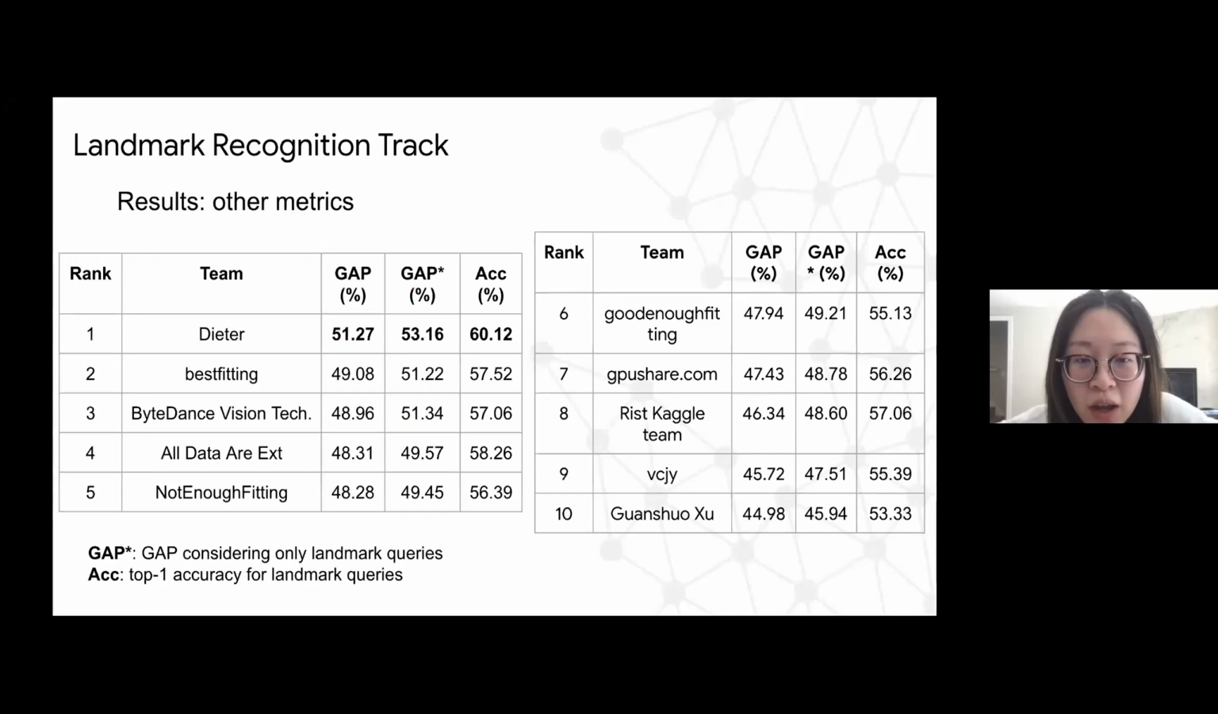And then we also have another metric, which is accuracy here, which means the top one accuracy for the landmark queries. So from this table, we can see all these numbers are quite consistent across all the metrics. And our winning teams were able to achieve top scores with regards to all the three metrics. That's very impressive, so we cannot wait to hear their presentations.